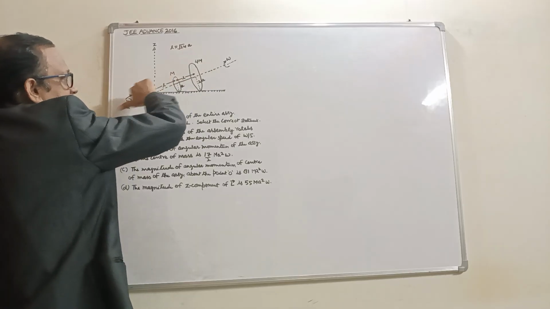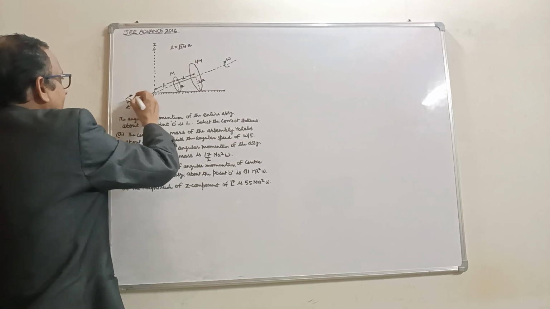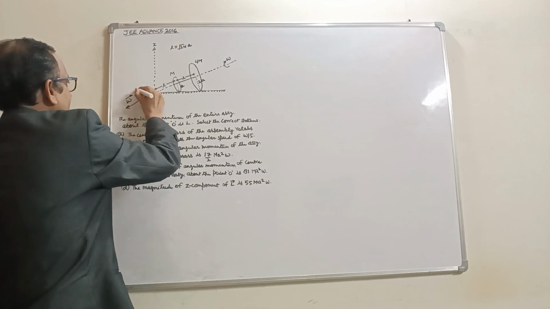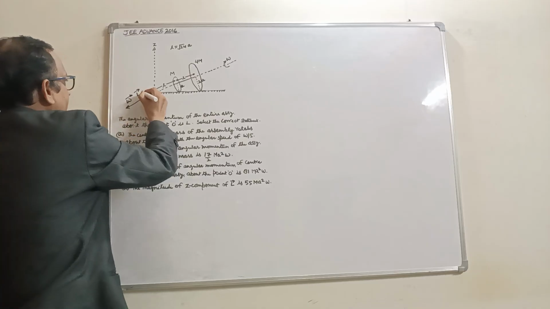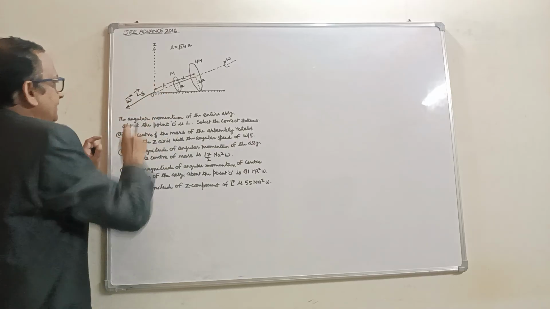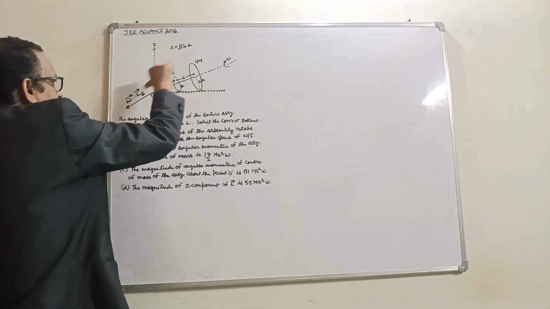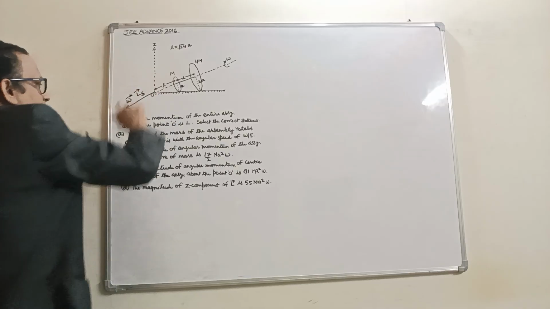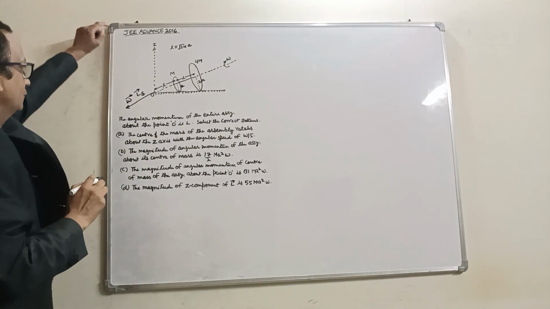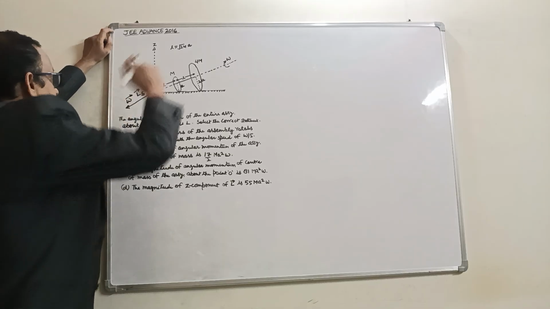Thumb gives the direction of the omega, and this is also the direction of the orbital angular momentum. This is the spin angular momentum, this is spinning. So L would be in this direction and omega would also be in this direction.